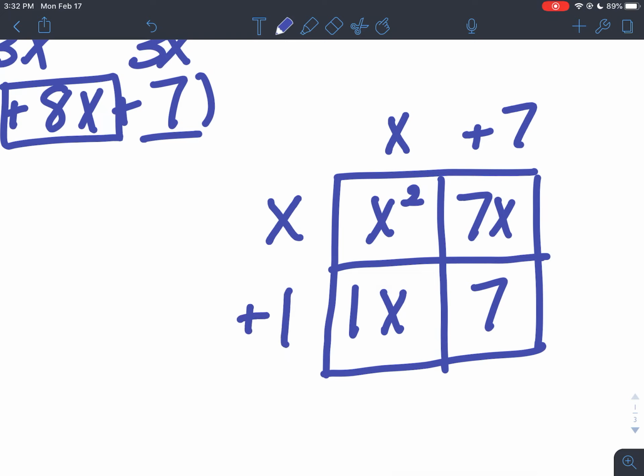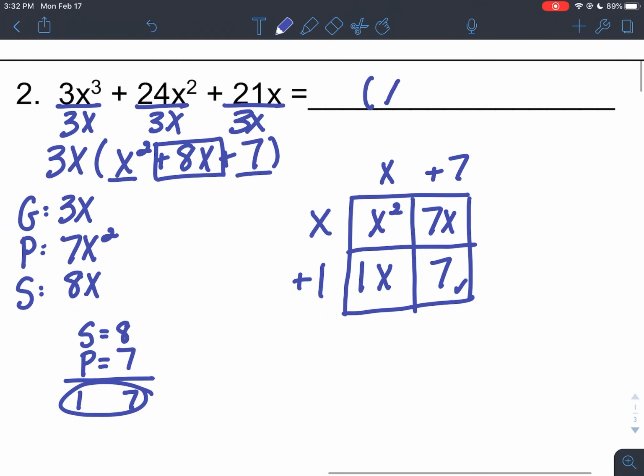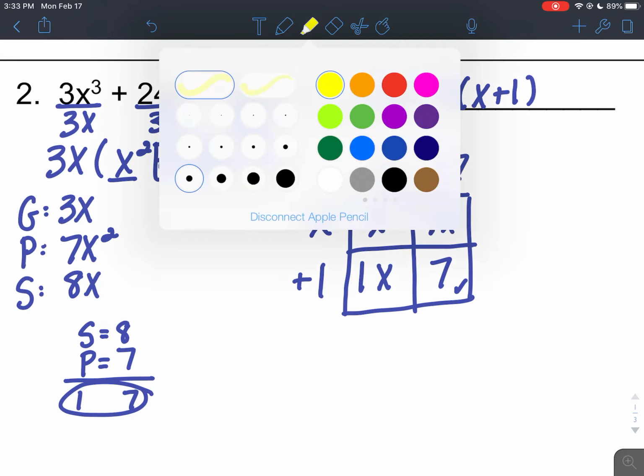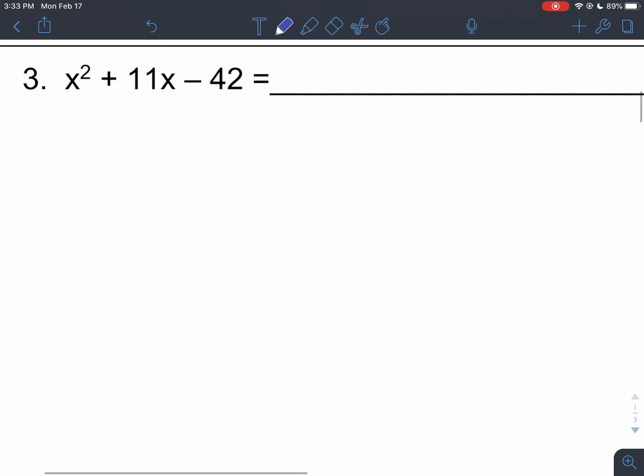X times 1 gives me 1x, and 1 times 7 does give me 7. So here we end up with x plus 7 and x plus 1, but don't forget that greatest common factor we pulled out at the very beginning. We need to include that in front right here as well. 3x times all of that.